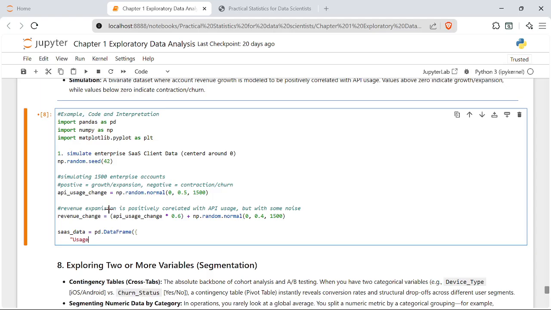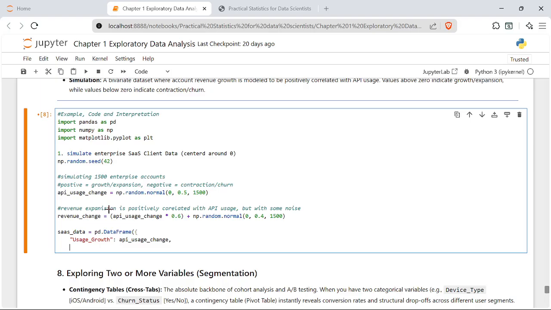Usage growth: API usage change. Revenue growth as revenue change.